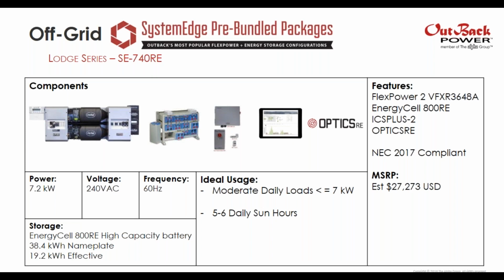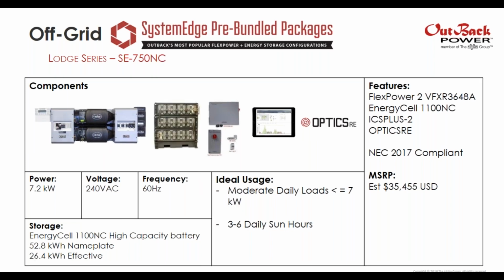This one has the 2 FM80s on it, so it'll take up to 8 kilowatts of PV, and this one really is big enough to run most of your common household loads. 7 kilowatts is plenty of power for a home, and with that high capacity battery bank, you've got plenty of energy for a modest off-grid family dwelling. You can go a little bit larger with the 750NC, so that's got the nanocarbon battery, gives you a little more flexibility there, and you get the same FP2 power system.